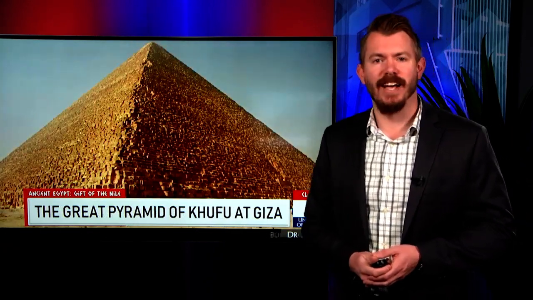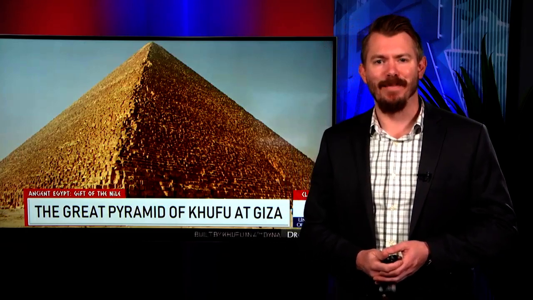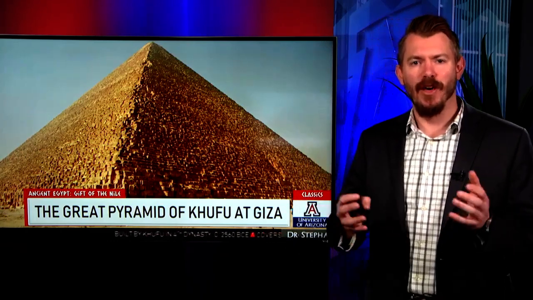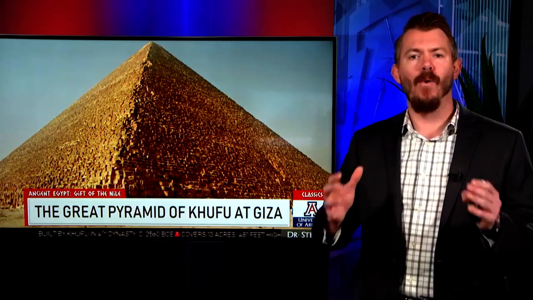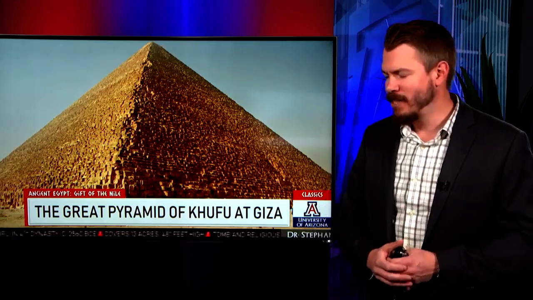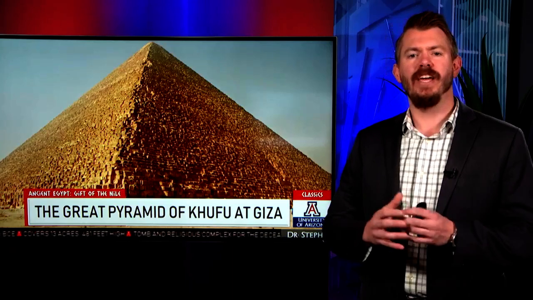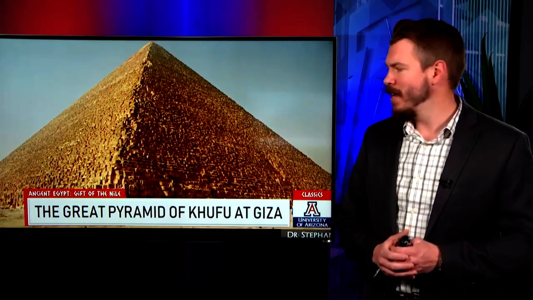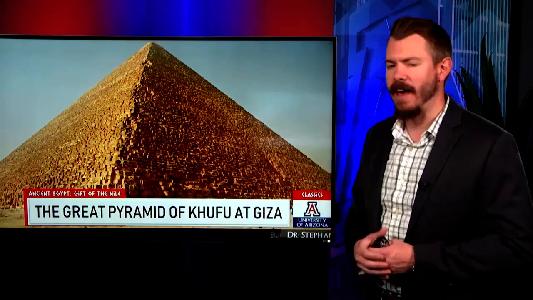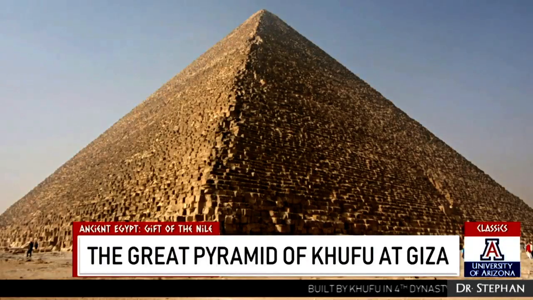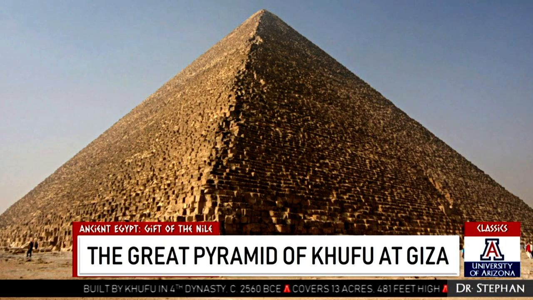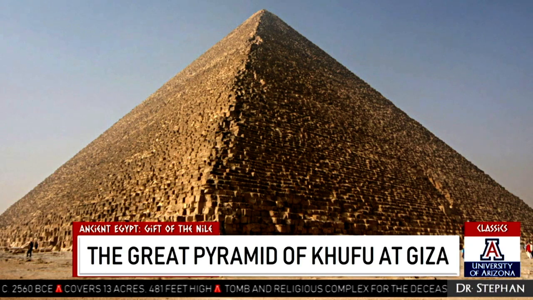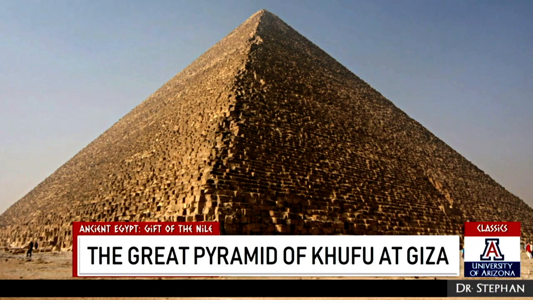Let's talk for a second about the Great Pyramid. When we talk about the Great Pyramid, we're talking about one single pyramid, a 4th dynasty pyramid to the king Khufu. It's actually the earliest pyramid we have at the site of Giza. It covers around 13 acres and is nearly 500 feet high, and it's the burial place for the king himself.